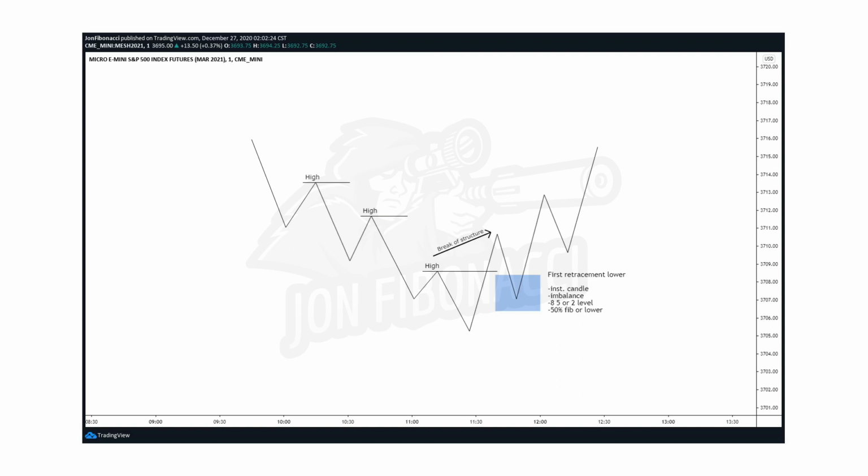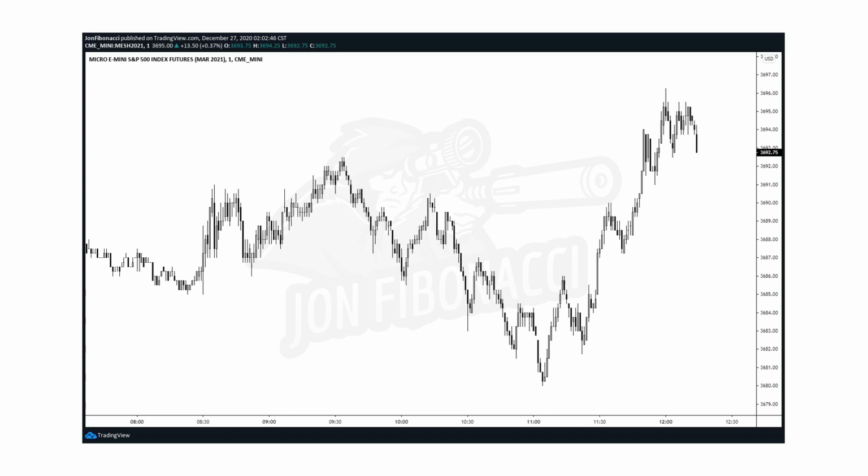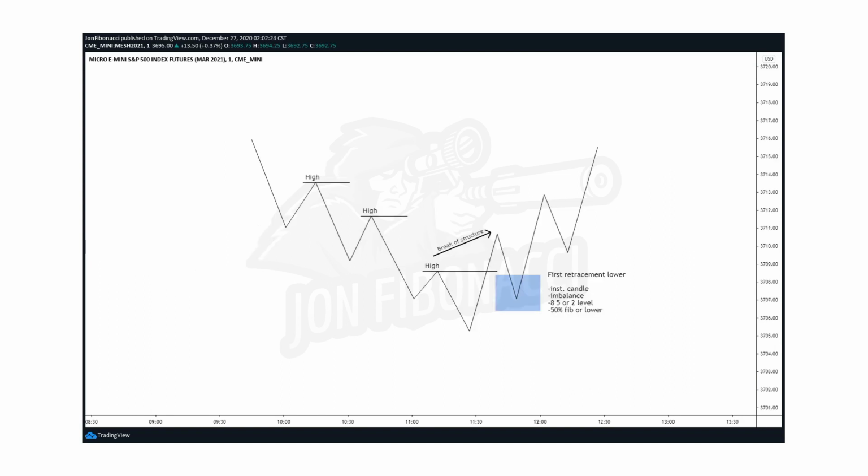So there's only 2 examples here. I'll show you the first one, S&P, on the 1-minute chart, actually. So go ahead, look at this chart. I'll rewind it just for a second, just to show you this one more time. Again, lower highs, lower lows, and then finally a break of structure, and then that first retracement lower. I'll go ahead and show you the chart again.